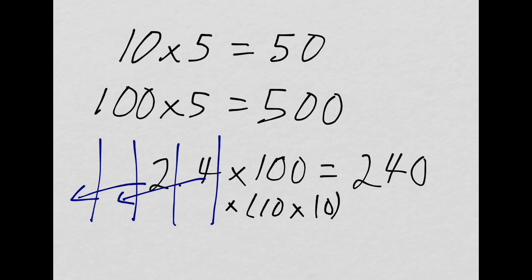The decimal point stays in the same place, so 2.4 becomes 240. If you don't remember why the zero goes in there, go back and take a look at the last homework help video, and that covers that.